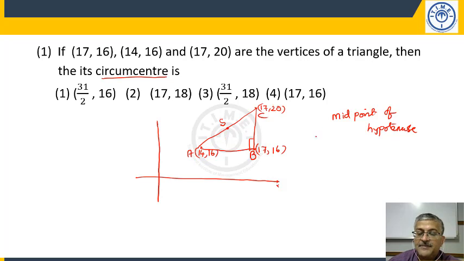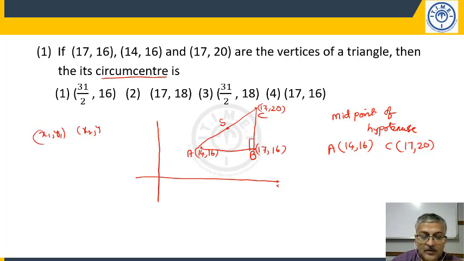So what is the circumcenter? It is the midpoint of the hypotenuse, that is, the midpoint of A (14,16) and C (17,20). We know that if (x1, y1) and (x2, y2) are the two points, then the midpoint is ((x1 plus x2) by 2, (y1 plus y2) by 2).